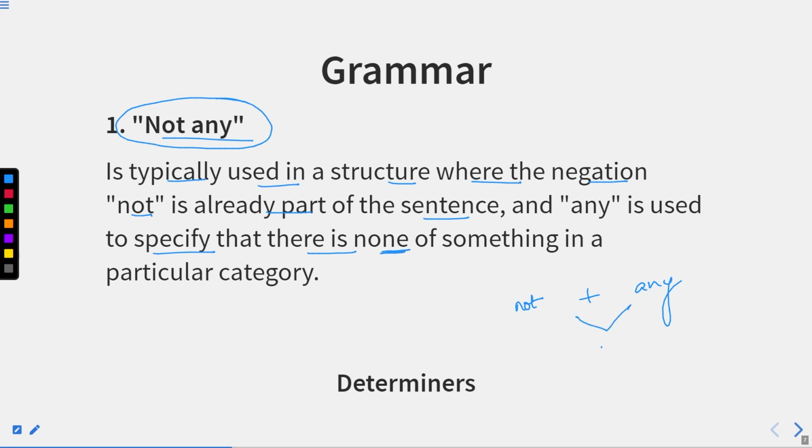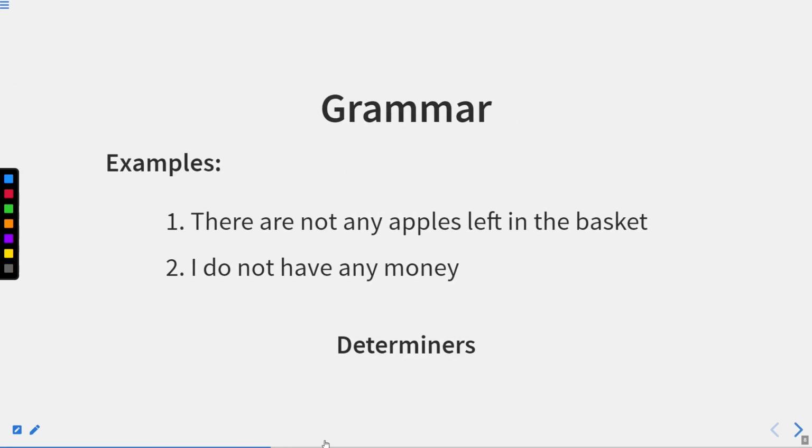Not any refers to none of something in a particular category. Now let us have some sentences. There are not any apples left in the basket. Now, just to simplify the sentence, we can also say there are no apples left in the basket.